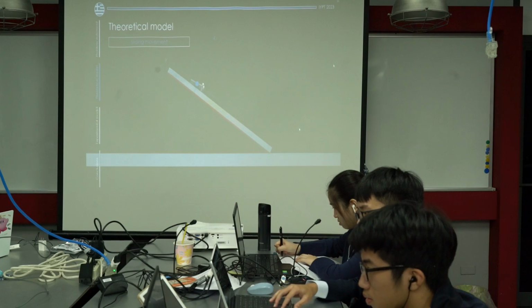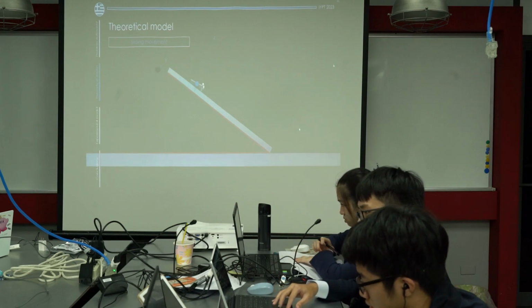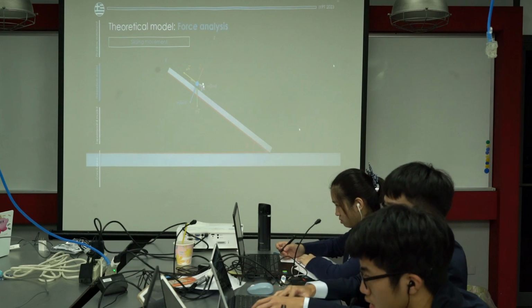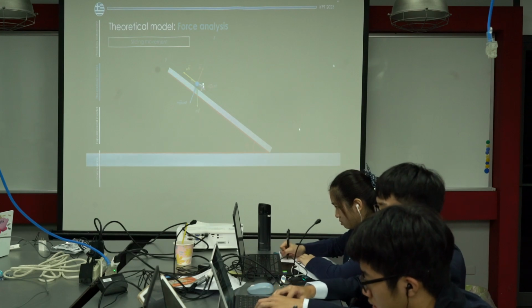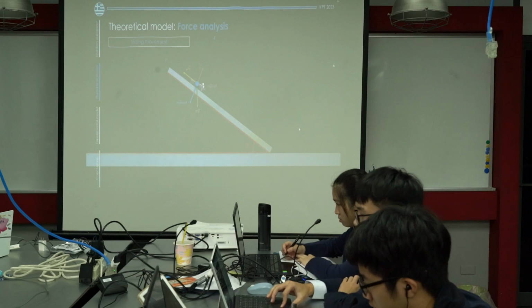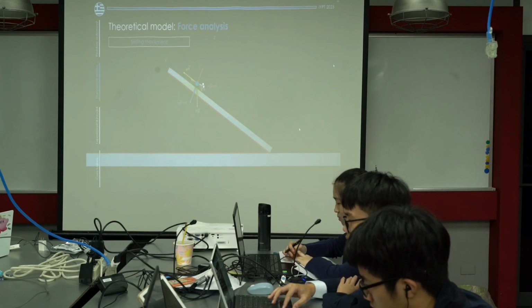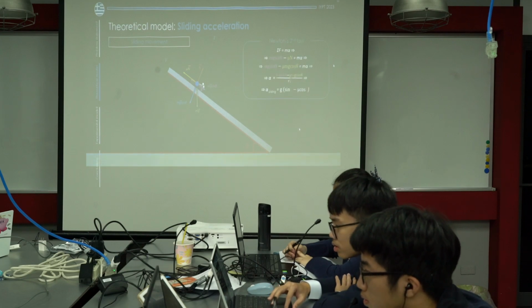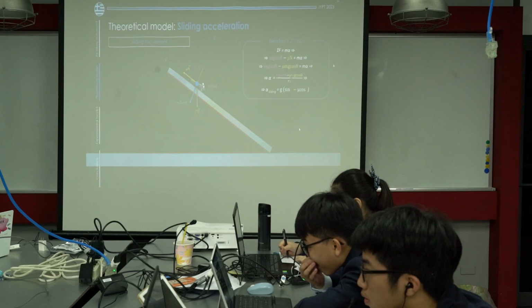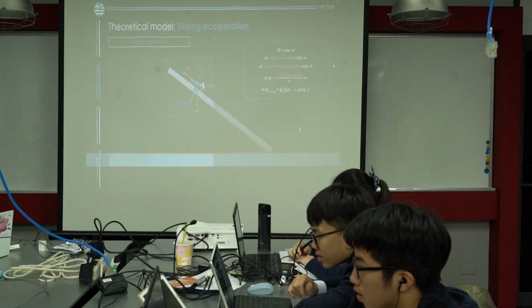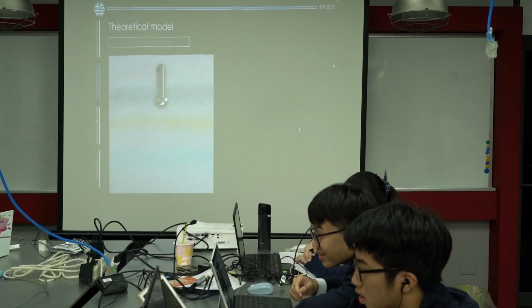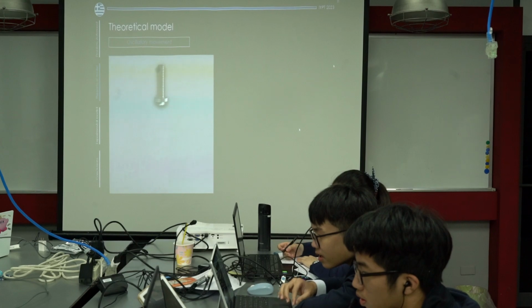Now, here's the sliding movement of the screw and the force analysis. As you can see, there are three main forces acting upon the screw, namely the weight, the normal force, and the friction. The weight is decomposed into the z-axis and y-axis so as to ensure that we get the sliding acceleration of the screw, which equals g sin θ minus μ g cos θ, derived from Newton's second law. Now, onto the oscillating movement itself, which is the more complex movement.